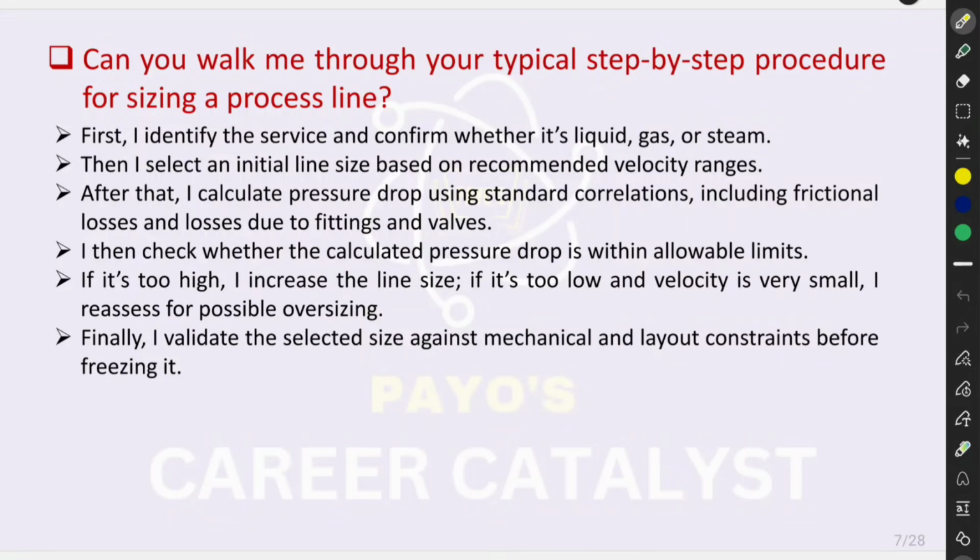Can you walk me through your typical step by step procedure for sizing a process line? First, I identify the service and confirm whether it's liquid, gas, or steam. Then, I select an initial line size based on recommended velocity ranges. After that, I calculate pressure drop using standard correlations, including frictional losses and losses due to fittings and valves. I then check whether the calculated pressure drop is within allowable limits. If it's too high, I increase the line size. If it's too low and velocity is very small, I reassess for possible oversizing. Finally, I validate the selected size against mechanical and layout constraints before freezing it.